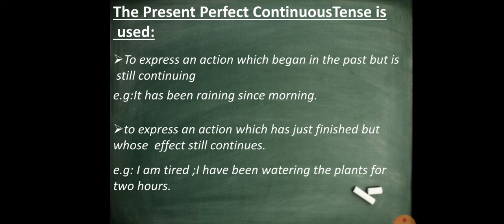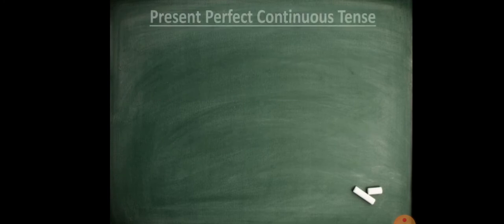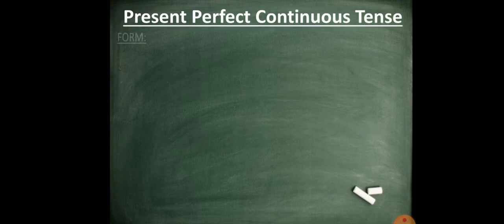Now, children, here I need to tell you the difference between for and since. For indicates duration of time, whereas since indicates a point of time in the past when the action had begun. So, this is very important, the difference between for and since. Let's come to the formation of present perfect continuous tense.